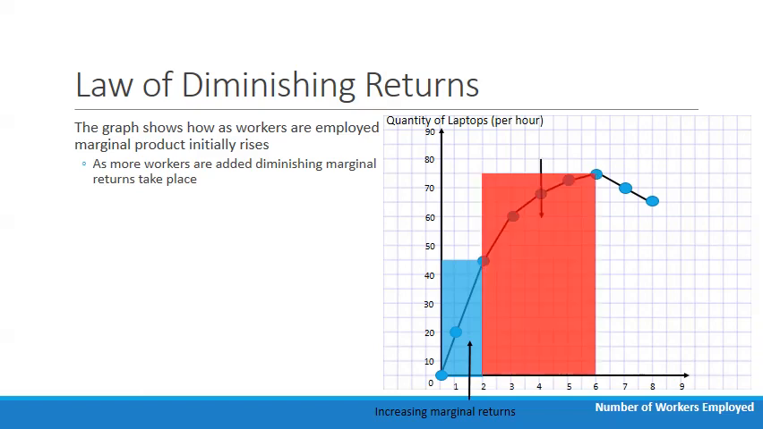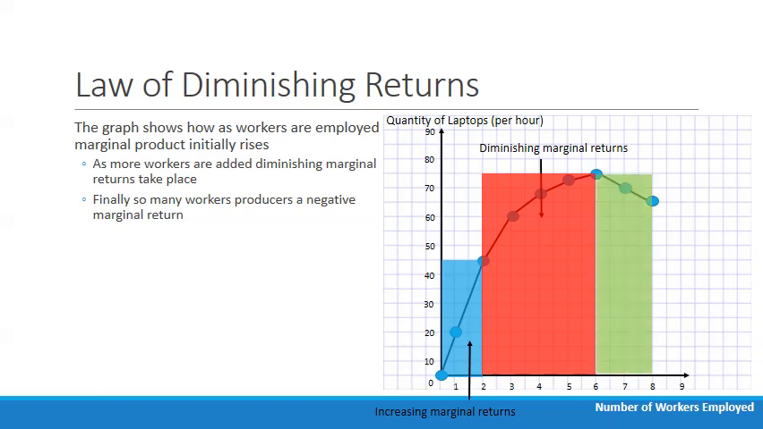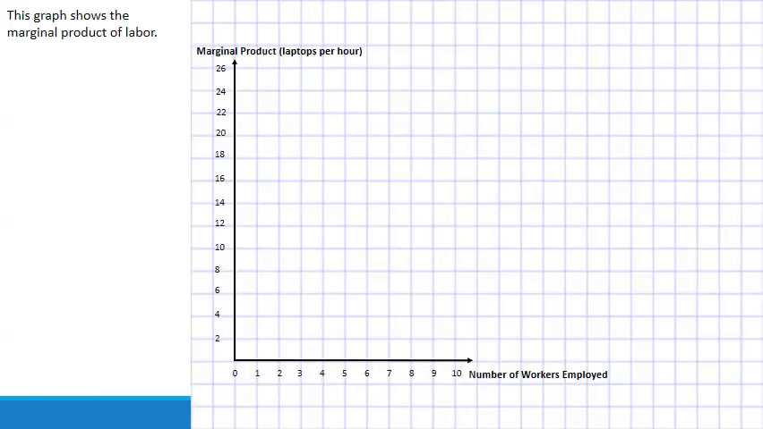So in this range here, we get diminishing marginal returns. So 1 to 2 is increasing, so it's good to hire a second worker. However, it is not good to hire the 3rd, 4th, 5th, or 6th worker. So finally, so many workers produce a negative marginal return. Here, hiring those workers actually creates a negative marginal return. It actually is damaging and it's causing our production to actually decrease.